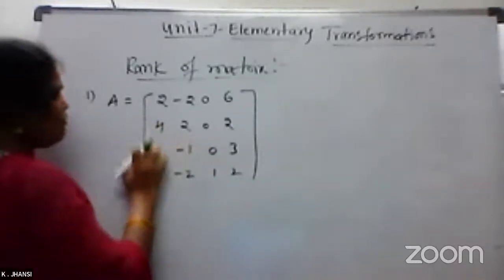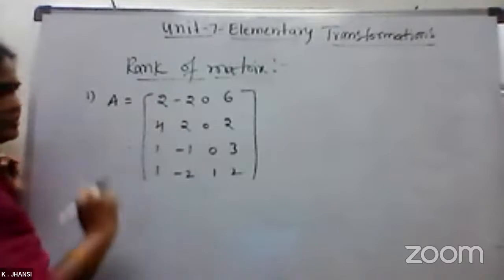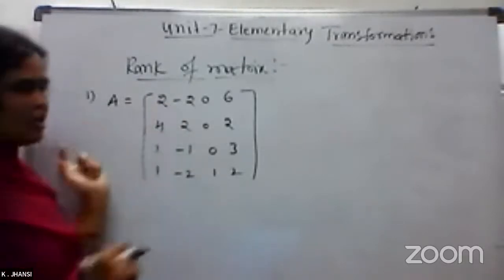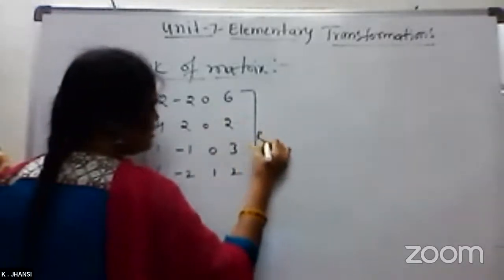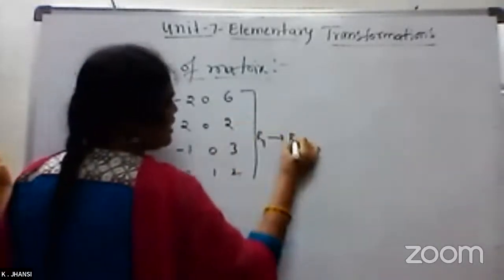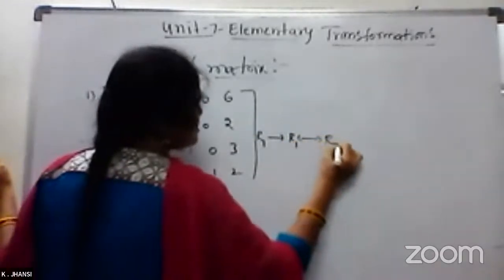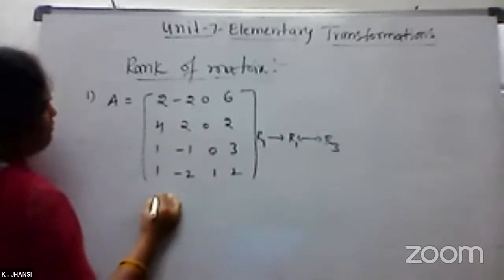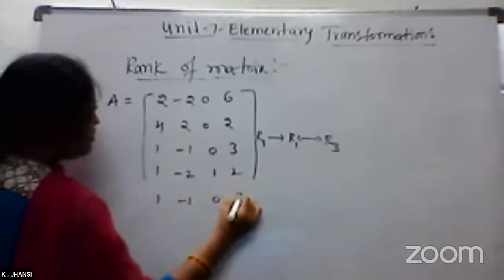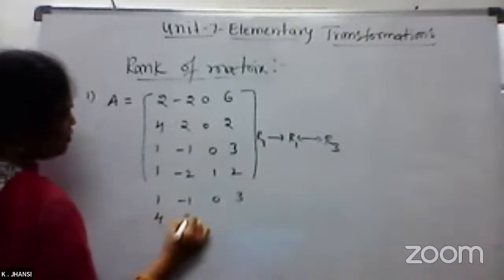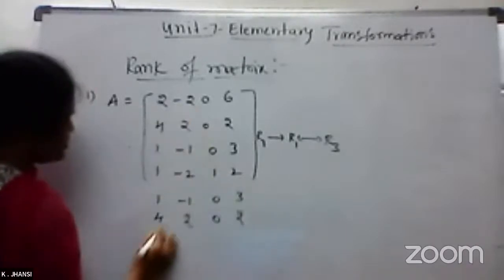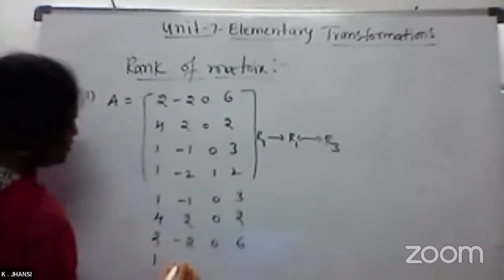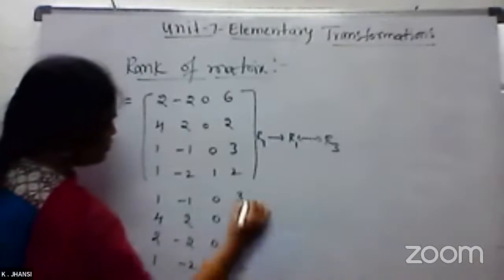Now first we need this entry as 1, so you may interchange R1 and R3. This is the first step. So the matrix becomes: 1, minus 1, 0, 3; 4, 2, 0, 2; next 2, minus 2, 0, 6; next 1, minus 2, 1, 2.